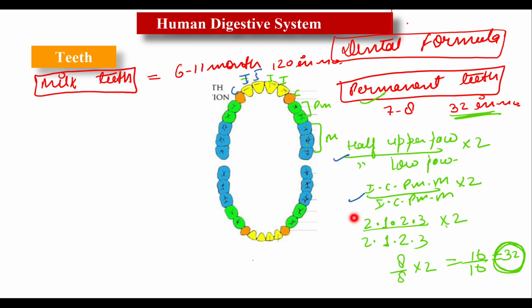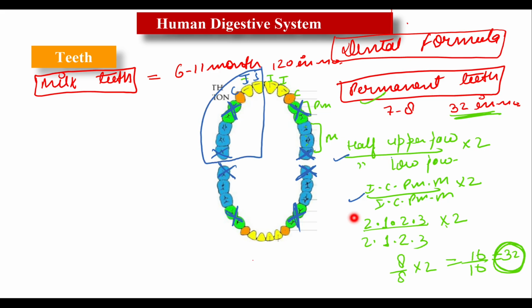Okay, and in case of children, no premolar. Keep this in your mind. In case of children, no premolar is present. Okay, and one molar is also not present. This will not be present in case of children. So we have to calculate this part.